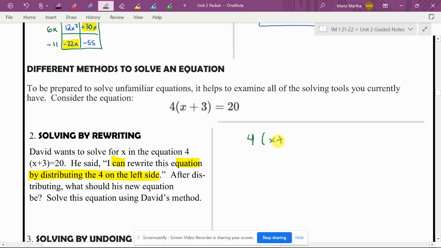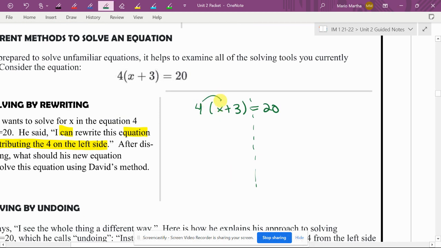4 times x plus 3 equals 20. So if we distribute the 4 on the left side, remember, draw your line so you know what's the left and the right of the equation. So 4 times x gives us 4x, and then 4 times 3 gives us positive 12. And that's still equal to 20. So this would be the resulting equation.